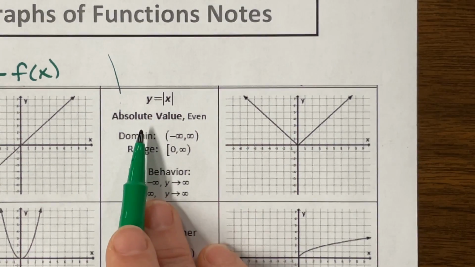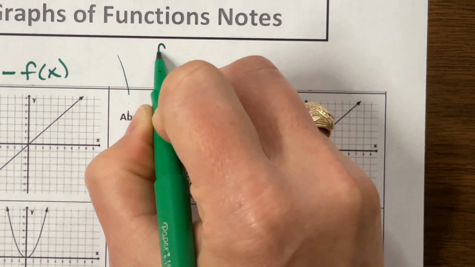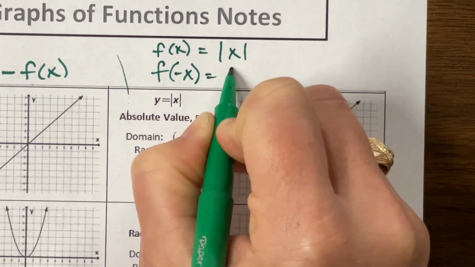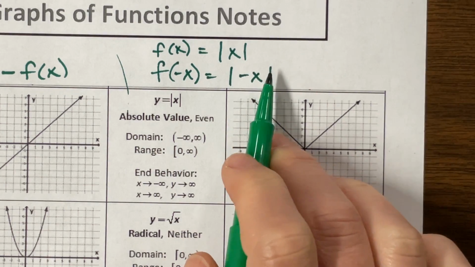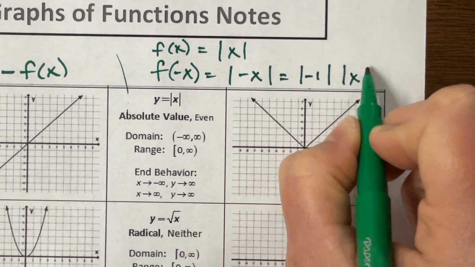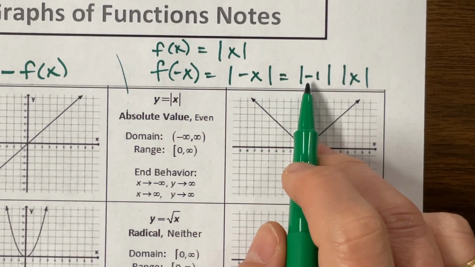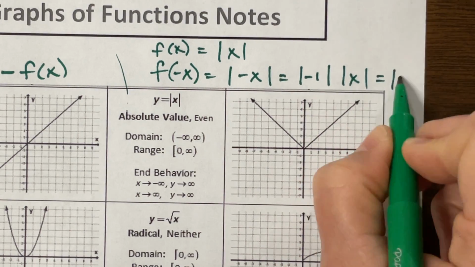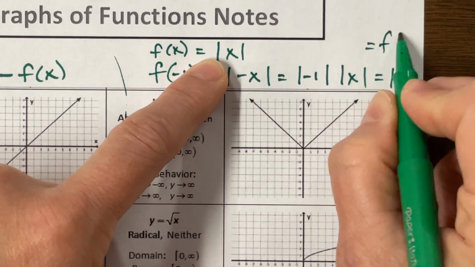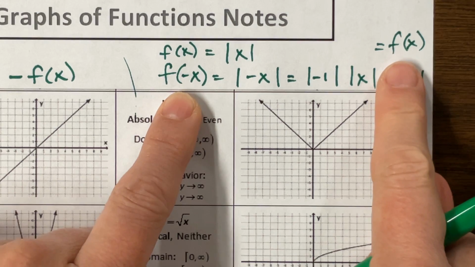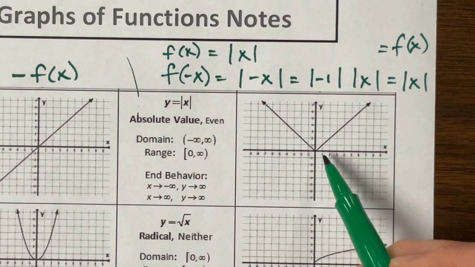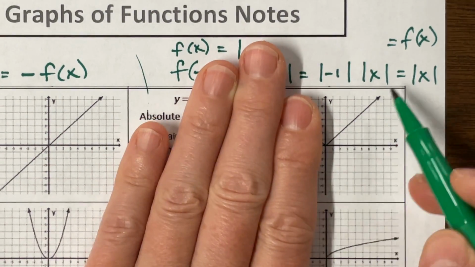Okay, the next one is the absolute value function. If we say f of x is equal to the absolute value of x, then f of negative x would be equal to the absolute value of negative x. Well, you could think of this as the absolute value of negative 1 times the absolute value of x. The absolute value of negative 1 is positive 1. And so this is equal to the absolute value of x, where we started. This was f of x. And so we just showed that f of negative x equals f of x, telling us that therefore this function is even.